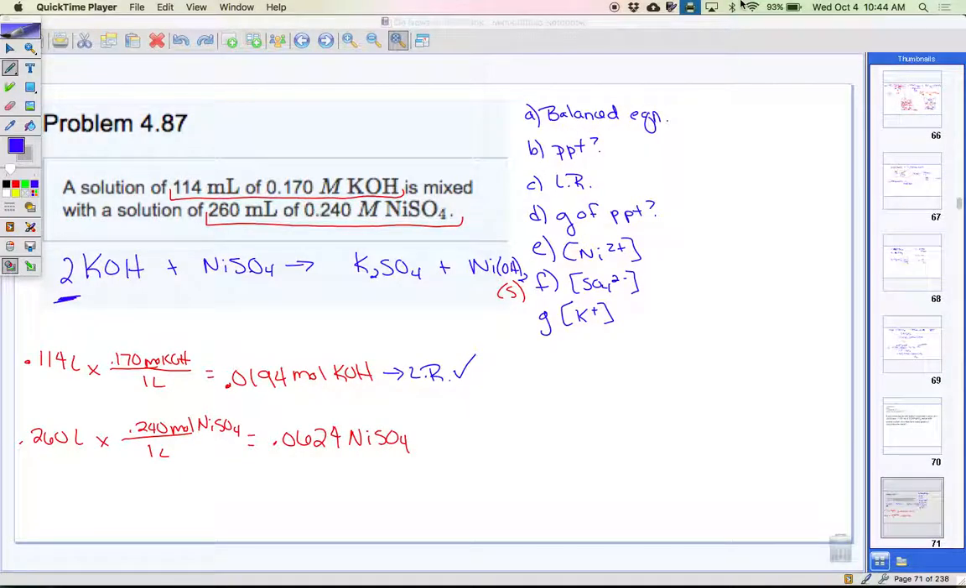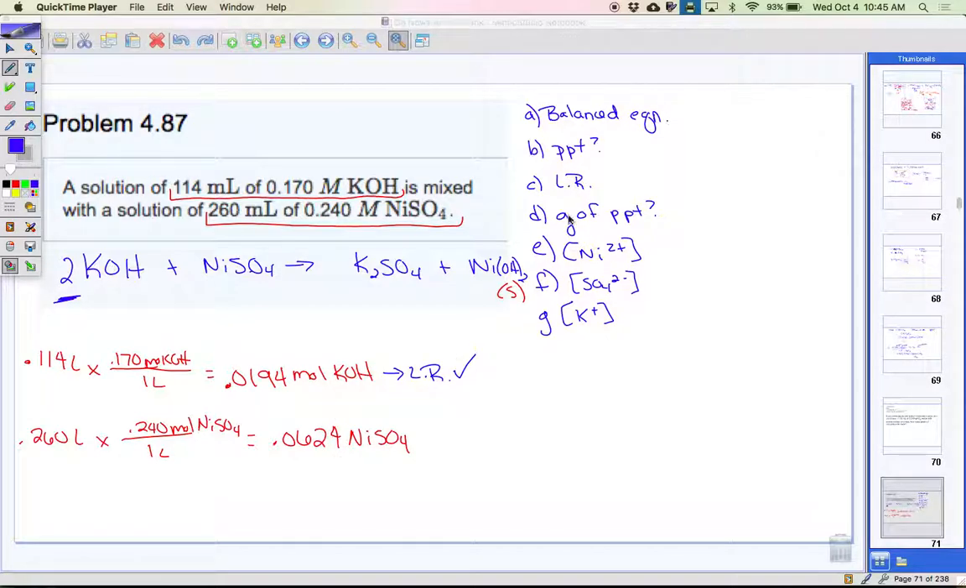Yeah, we did the molarity problems and we found the moles of each. We know this one's limiting because it has fewer moles, and I need 2 of them for every one of those, so I can't possibly have 2 times as much of the KOH as I do of the NiSO4, right? So that one's the limiting reagent.